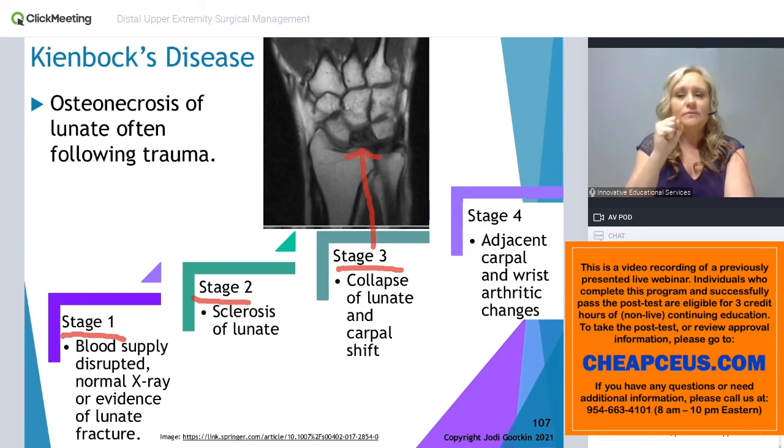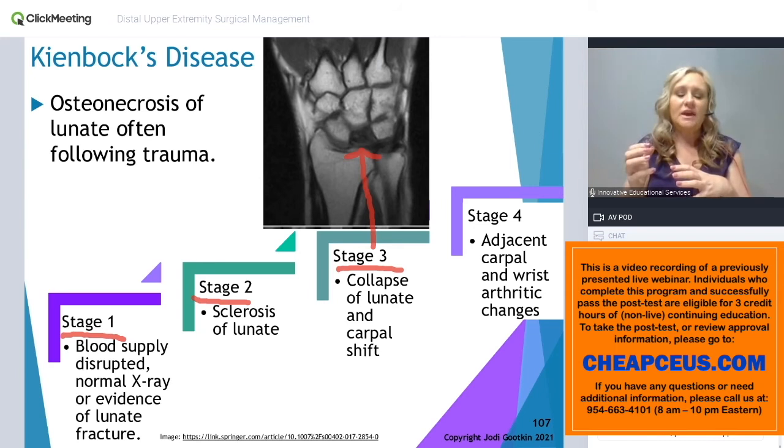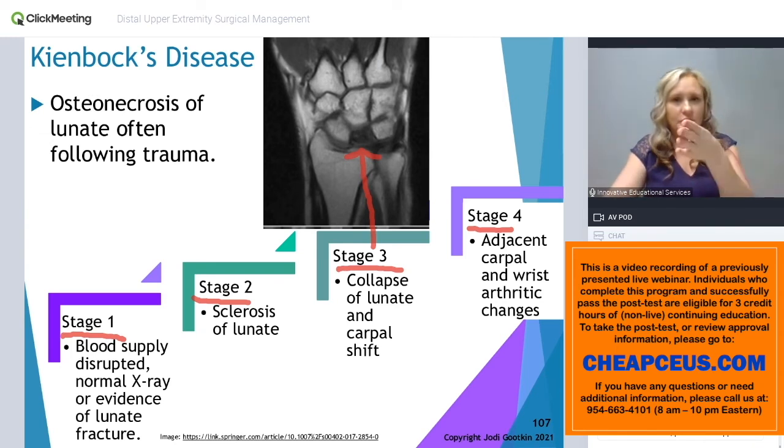And then once it collapses down, all of the carpals that are surrounding it become shifted. And now that changes the mechanics of the hand and alters the articulations, the function, and then the progression to stage 4 would be those arthritic changes that we discussed setting in. So surgical intervention may be necessary in order to halt this progression.